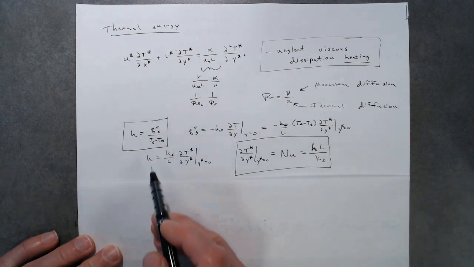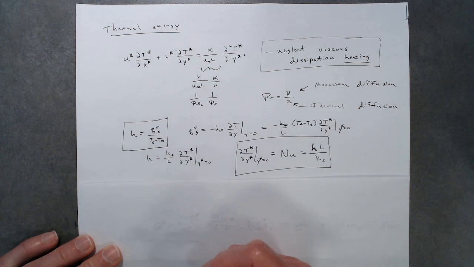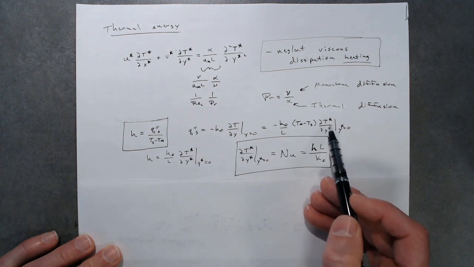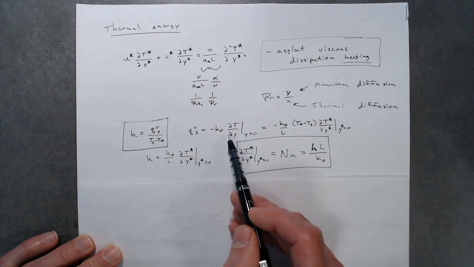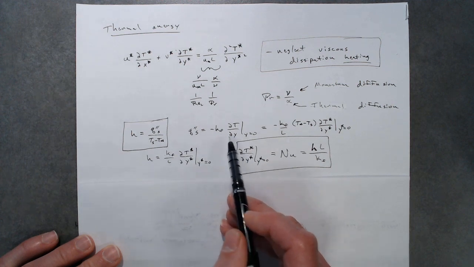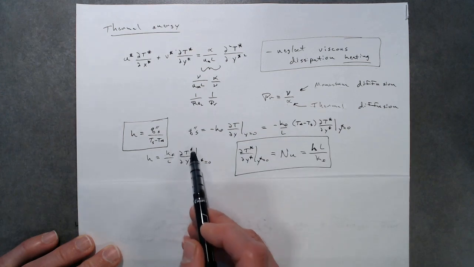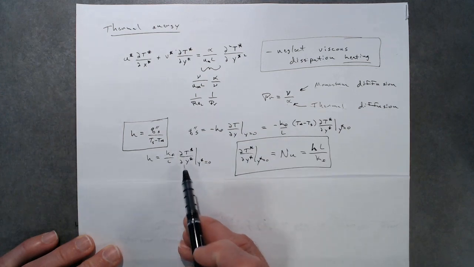And we can relate then h to this temperature gradient at the surface. Again, there's no slip at the surface. So if we know the temperature gradient, then we know the rate at which heat is being conducted through that thin layer of material, and that tells us what the heat flux is. And we can express that in terms of T star with respect to y star.